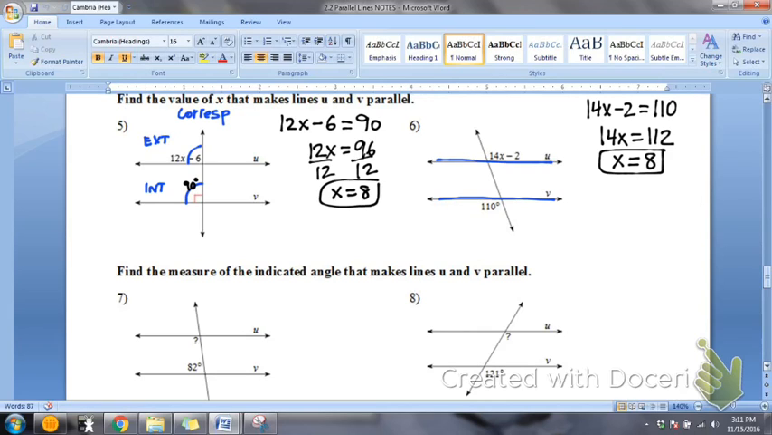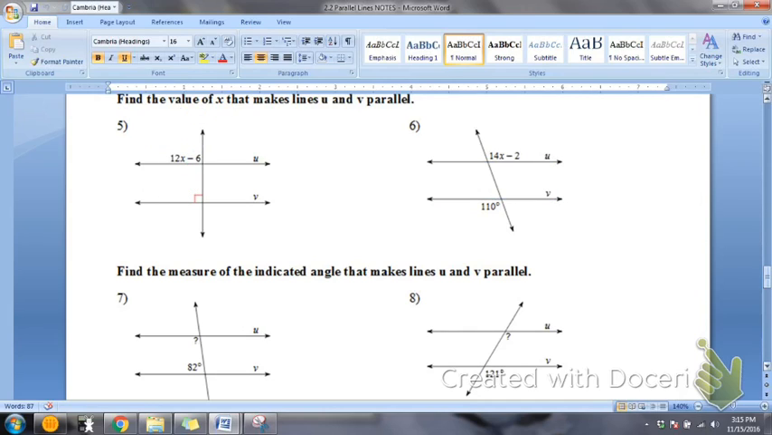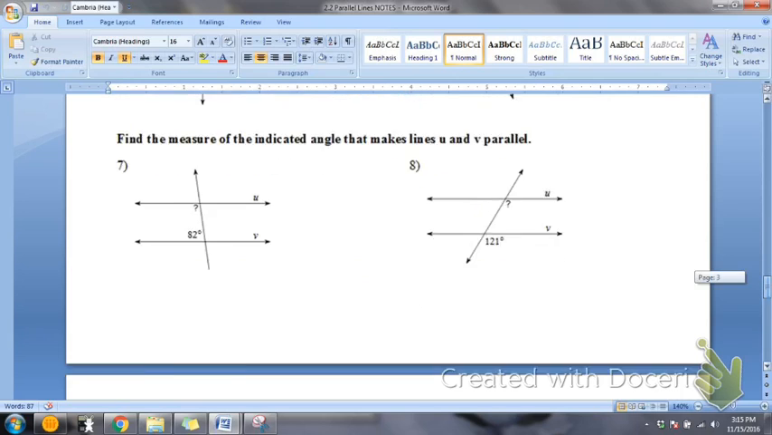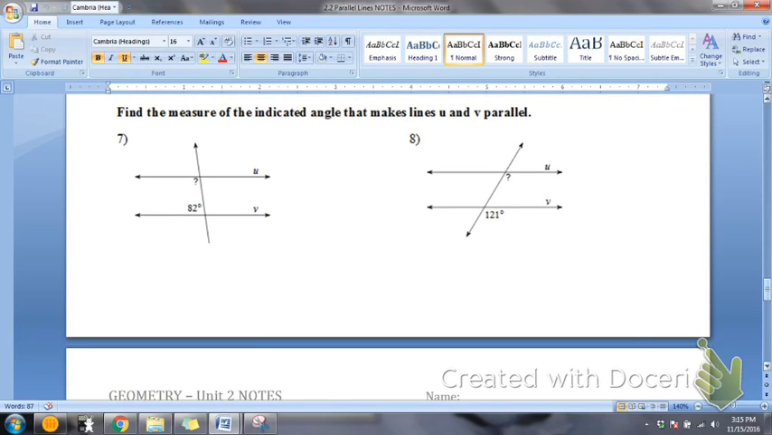All right. Number 7 and number 8. Okay, so same type of problem. They're just asking you to do it a little bit differently. It says find the measure of the indicated angle that makes the lines parallel. So we're going to call the angle that has a question mark, let's put an x in there. So now, what type of angles are they?